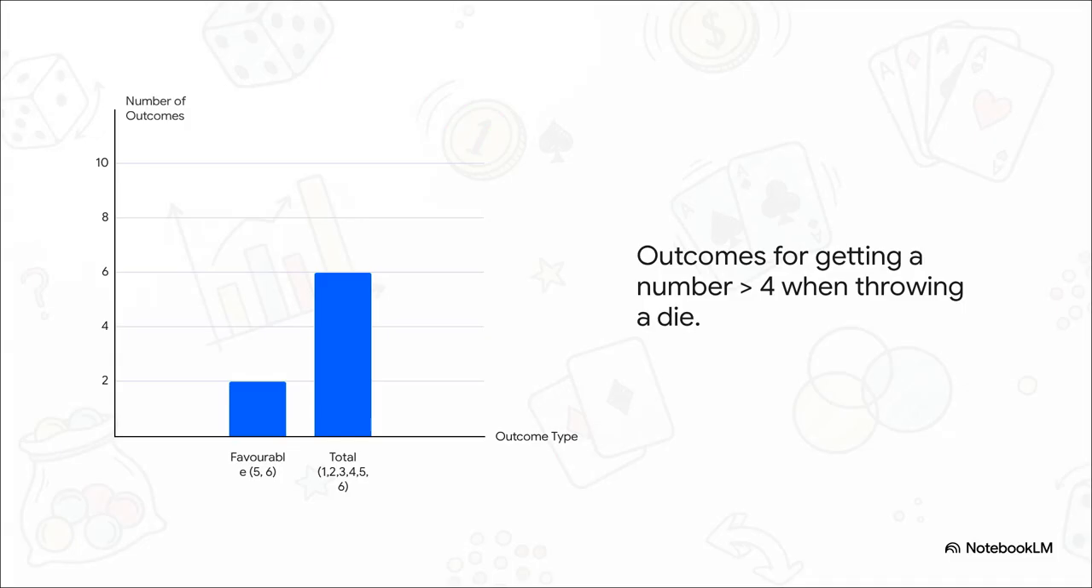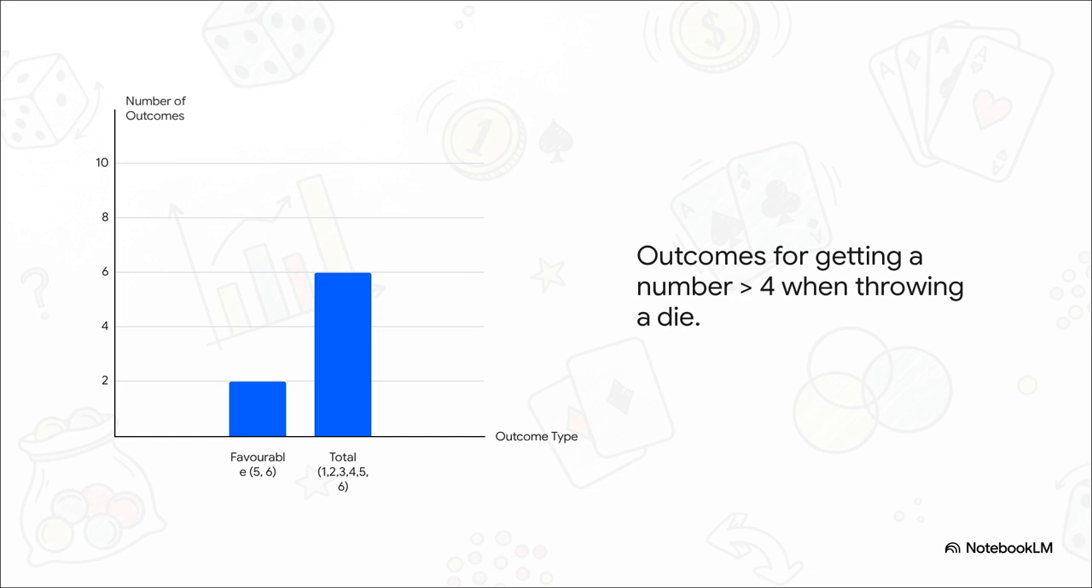Don't panic, just think about our 3 magic steps. Let's break it down together. Step 1, favorable outcomes. What do we want? A number greater than 4. So, which numbers are those? Well, 5 and 6. That's it. So we have 2 favorable outcomes. Got it?